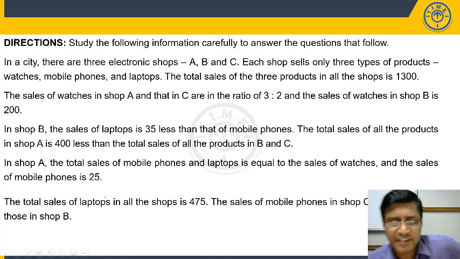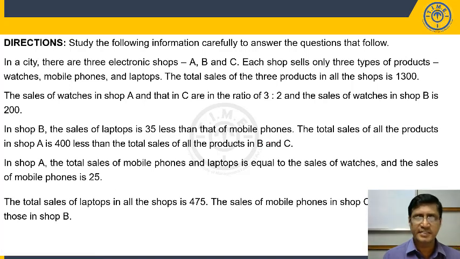Here it is, a caselet is given. We just need to answer the question based on the data given here. Now, if you observe this carefully, what is given? Watches, mobile phones and laptop. So there are 3 shops, A, B and C.